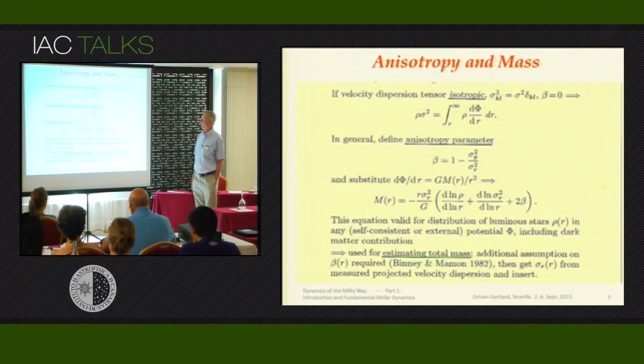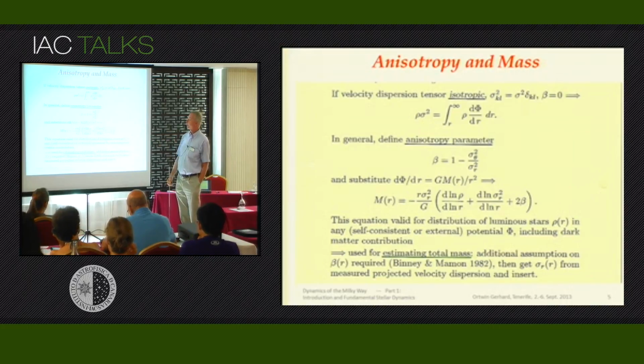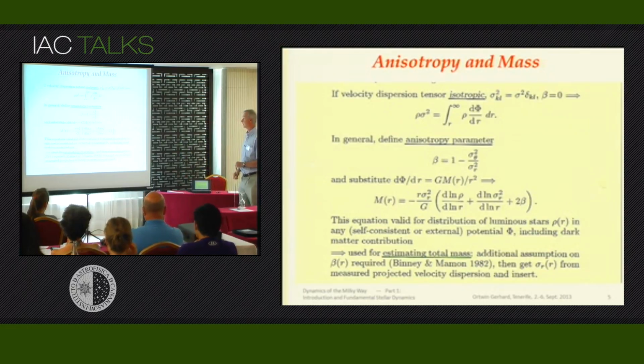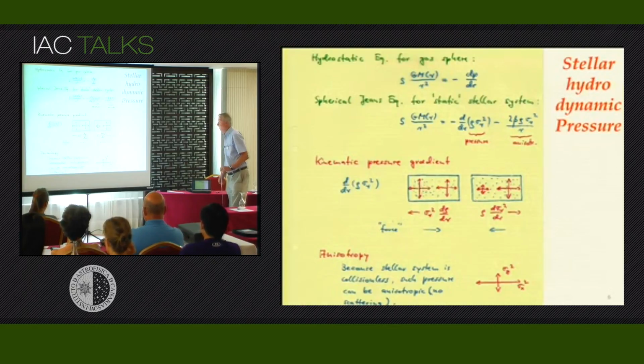And so there are various ways of trying to get around this. You could either make some assumptions about the anisotropy parameter, and try to verify this from the projected velocity distribution. Or, if you assume that the tracer density actually does correspond to the source of the potential, then you can get around it in some different way, as shown by Binney and Mamon.